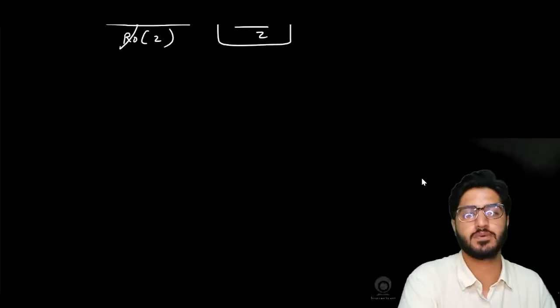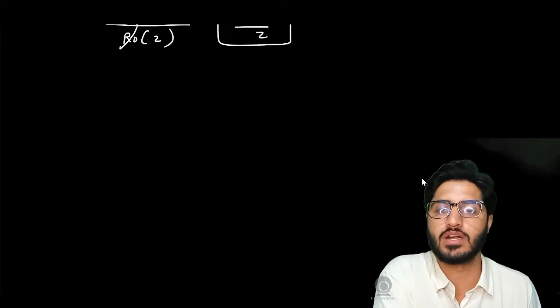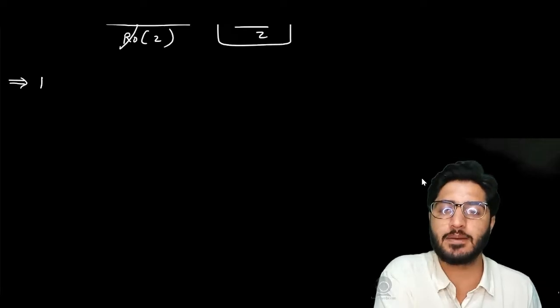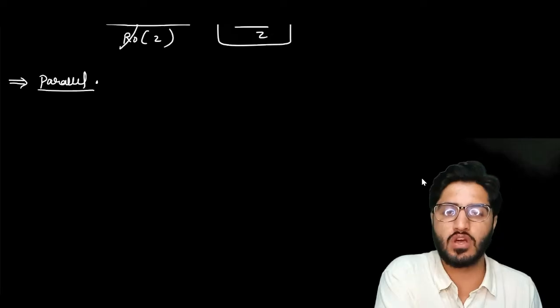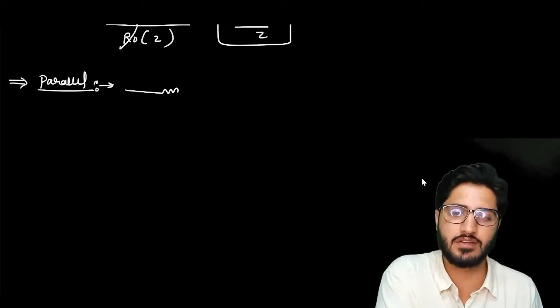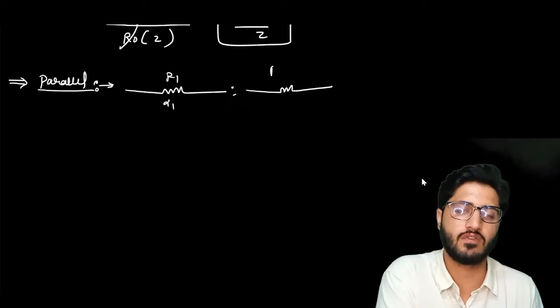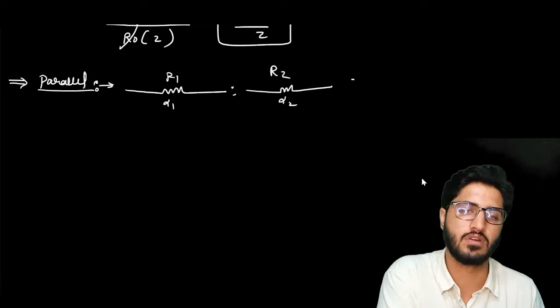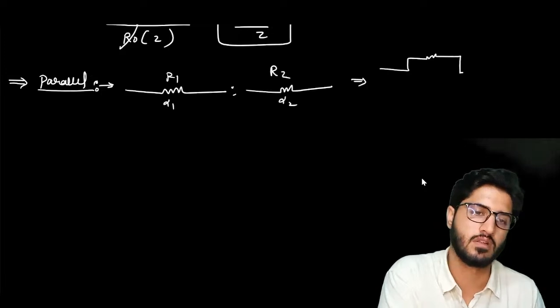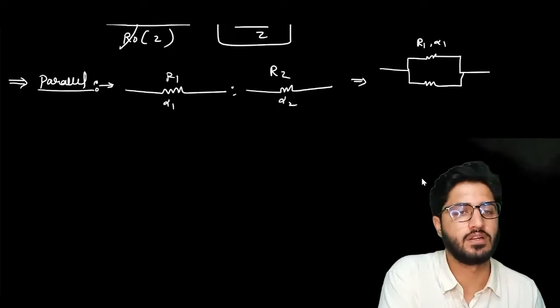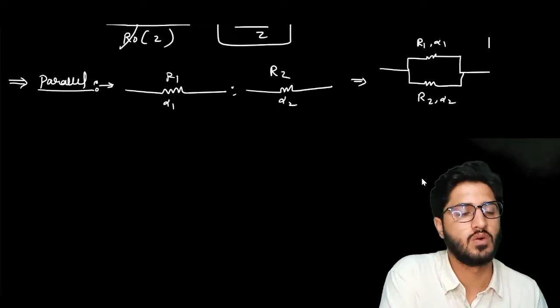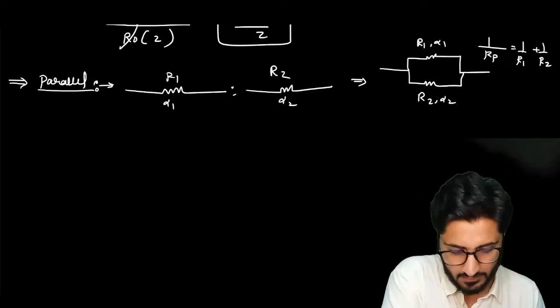Now the second case: if two lines are connected in a parallel way. One wire R1 alpha 1, second wire R2 alpha 2. Now look. It is R1 alpha 1, R2 alpha 2. What is 1 divided by RP? For parallel, it is 1 by R1 plus 1 by R2. How to write it now?